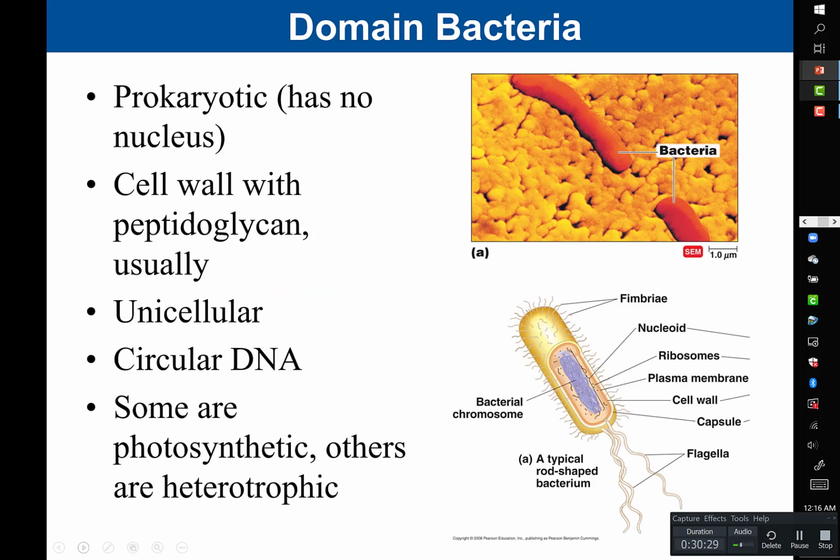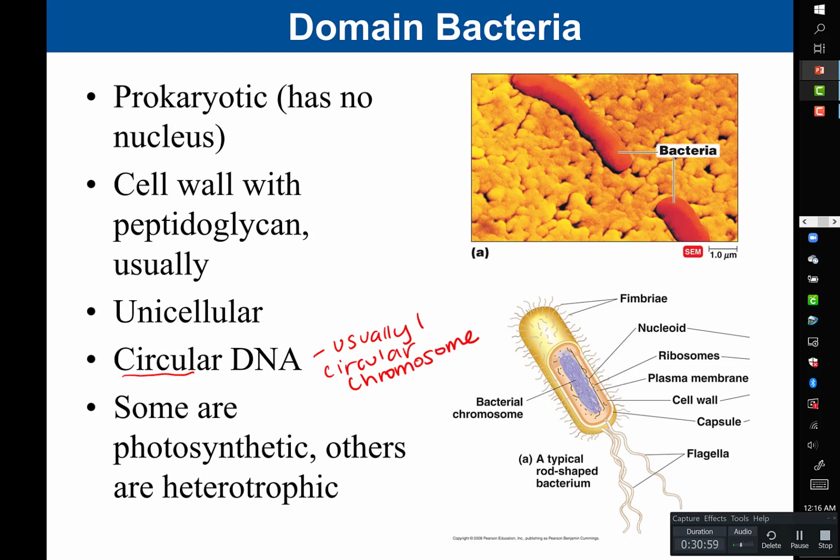So domain bacteria. They are prokaryotic. So again, they have no nucleus. DNA is naked. It's not within a membrane-bound nucleus. DNA is going to be circular. So they have usually one circular chromosome.